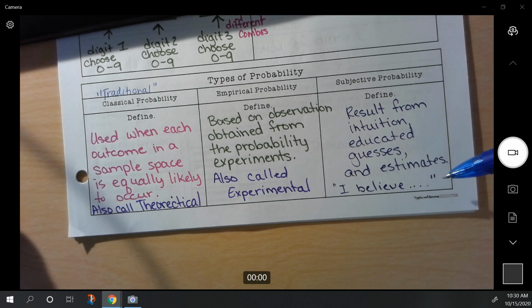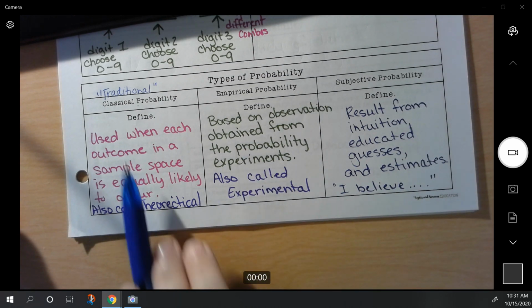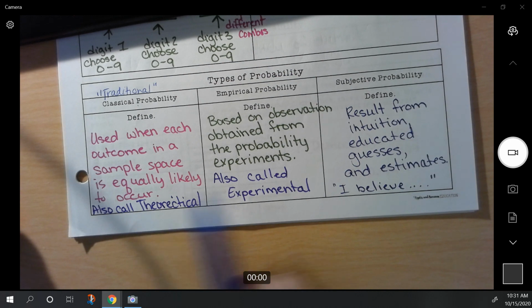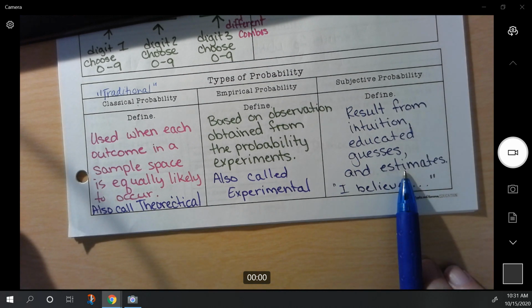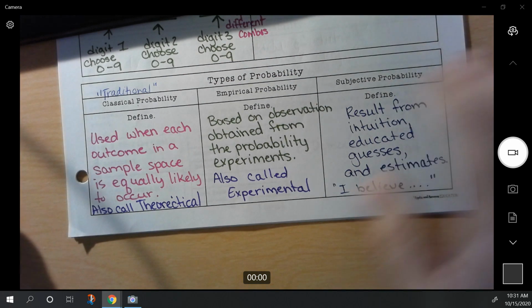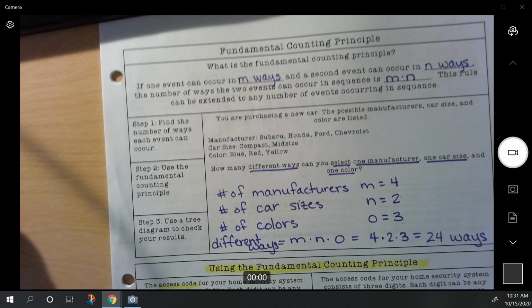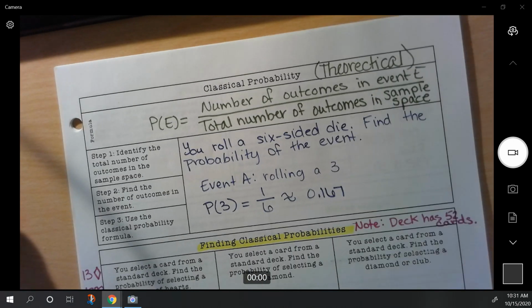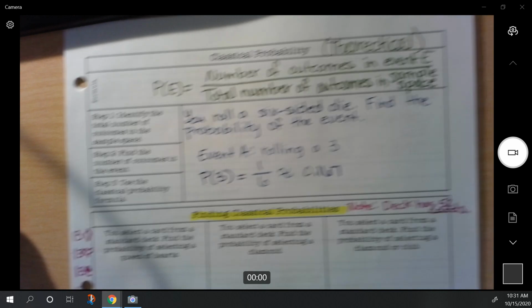And then subjective probability is a result from intuition, educated guesses, and estimates. Things like, I believe, based on experience, that 70% of the students will pass a specific class. That's based on past experience, but it is a belief. It is not based on experiment or on a theory. It is based on past educated guesses and estimates. Subjective probability is probably the most difficult to understand because it is a guess.